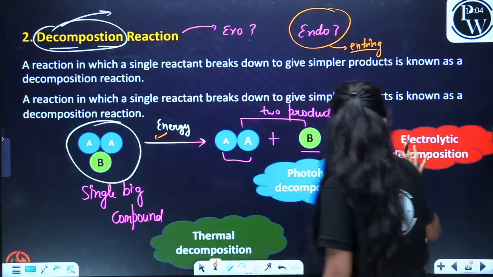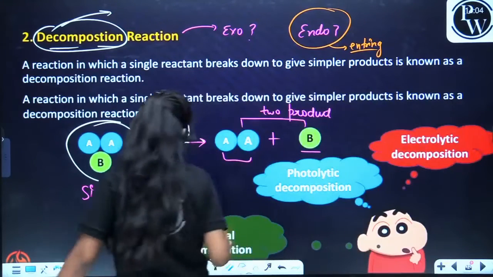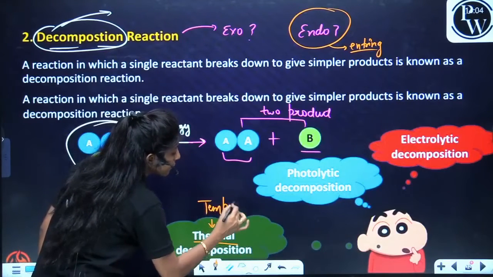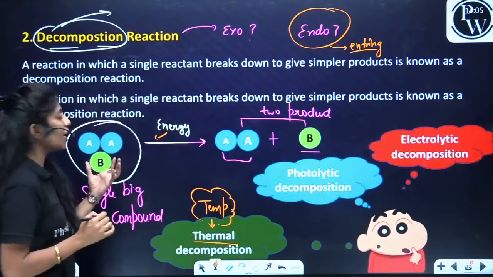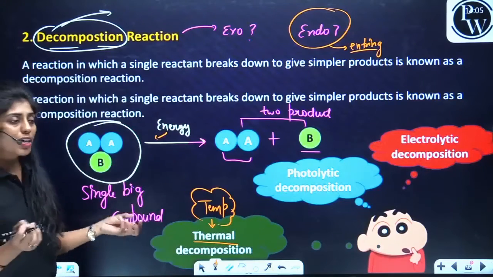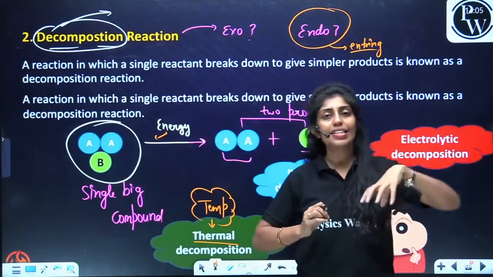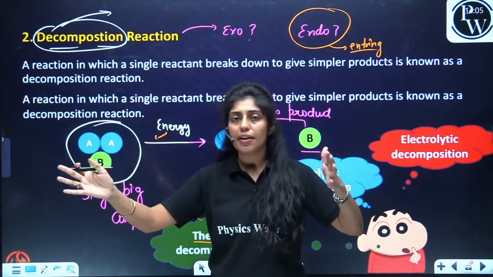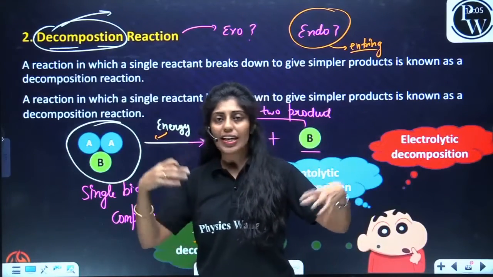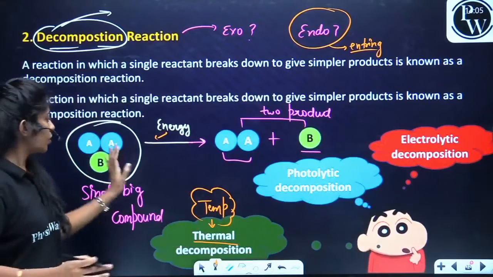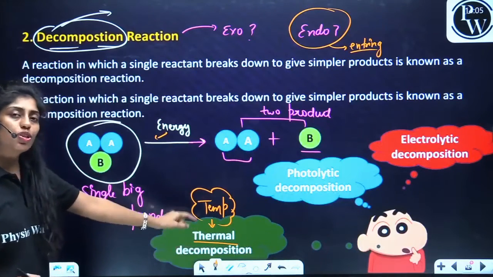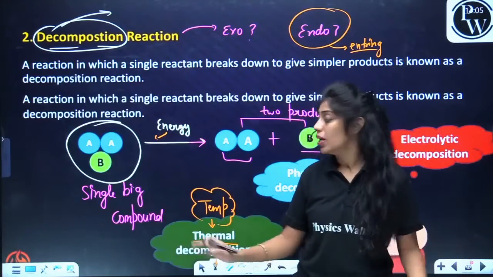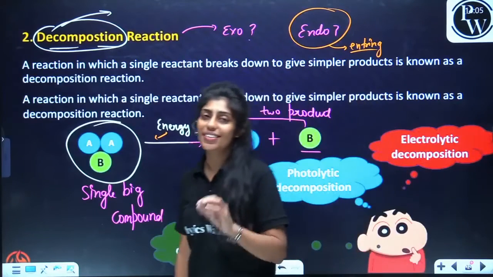Now, there are three types of decomposition reaction. One is thermal. Thermal means related to temperature. If you are heating a substance, it will be decomposed. Why? Because as the temperature increases, the kinetic energy of the particles also increases, so they will be moving here and there, and there will be decomposition. So if I use temperature or heat to decompose, it is known as thermal decomposition.